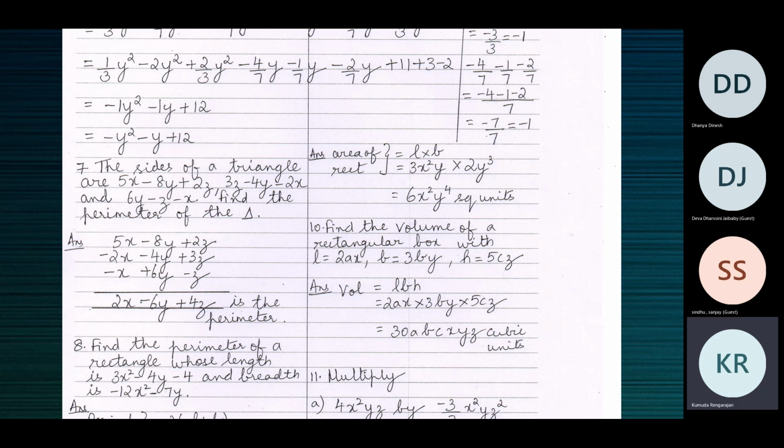So now you said 5, minus 2 and minus 1. Simplify those numbers. 5 minus 2 and minus 1. When you simplify, you will get 2. 2x.